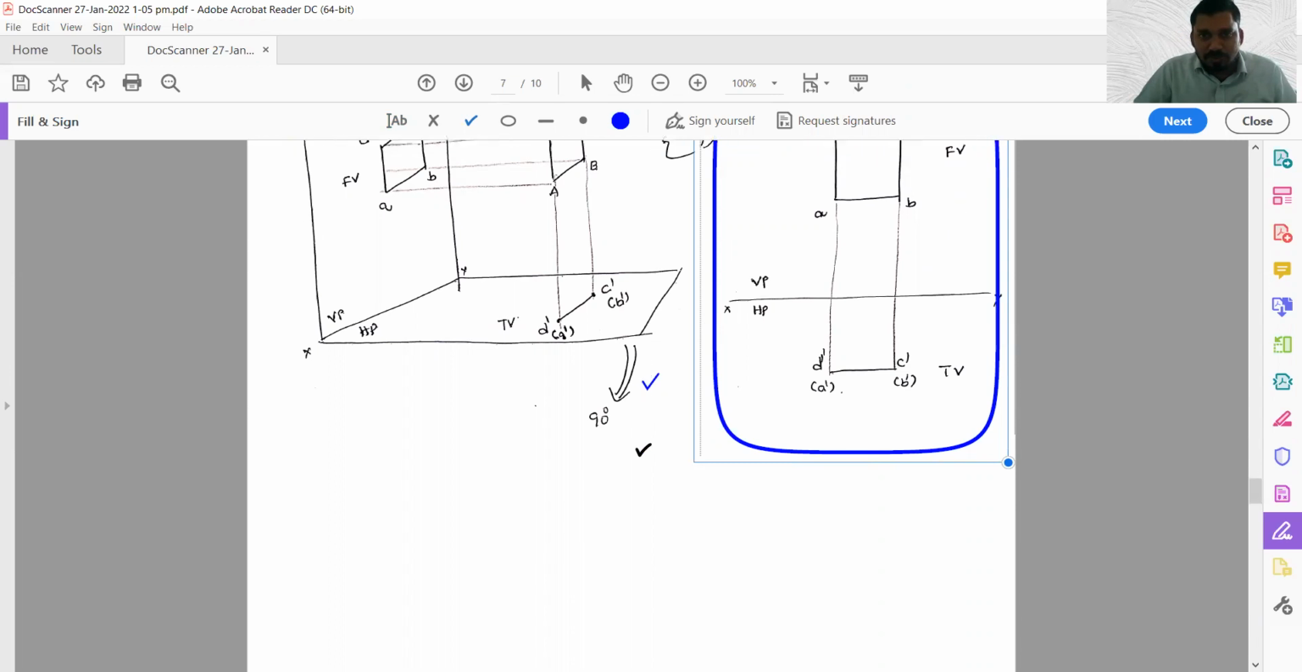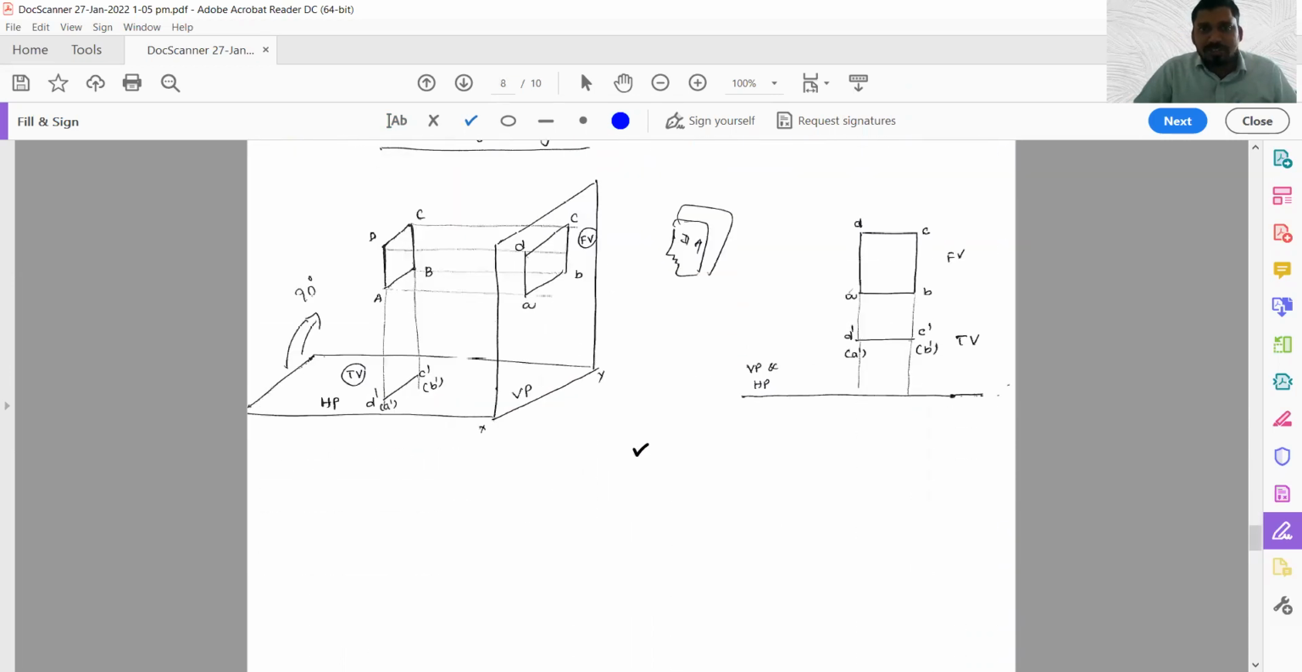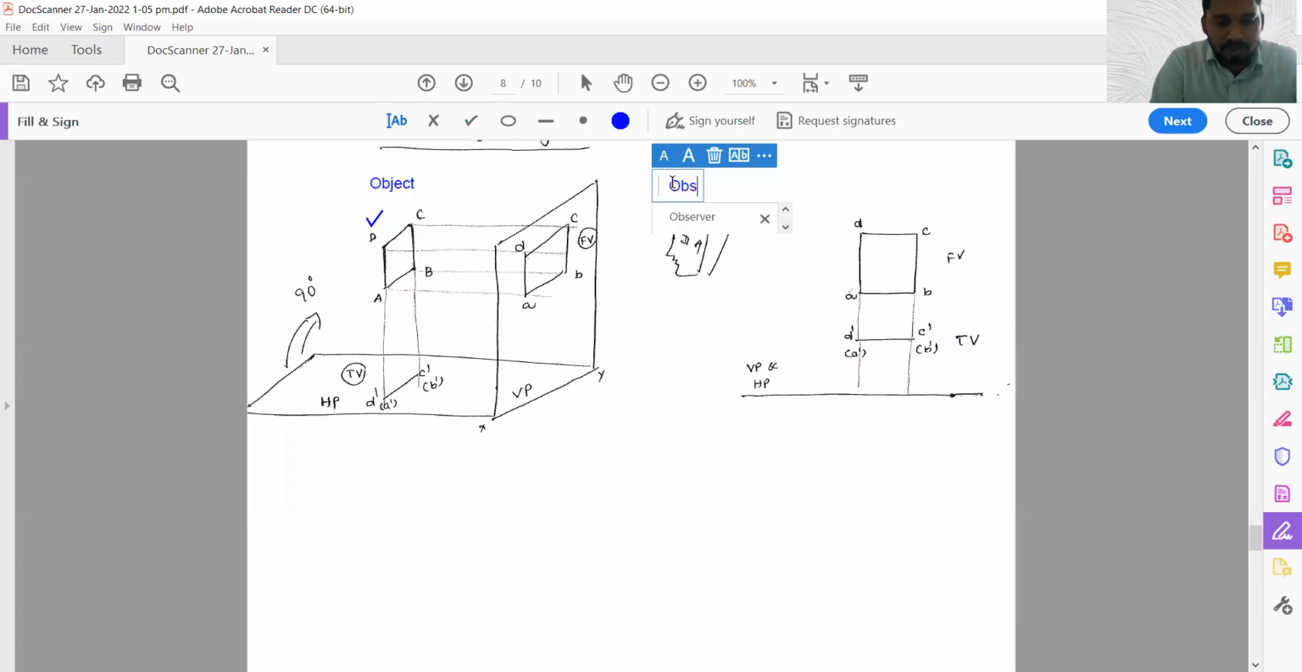Second angle projection. Next. Object is placed in second quadrant. This is our object placed here. If we observe carefully, plane is placed in between object and observer. Here we have object, and this is observer. Here we have plane. Plane is placed in between object and observer.